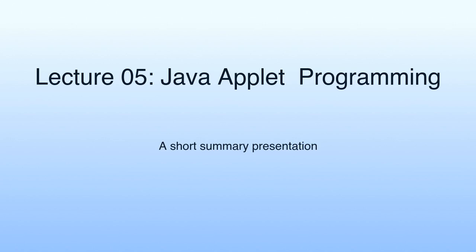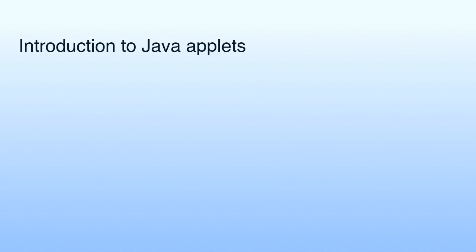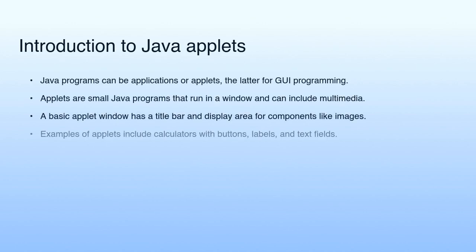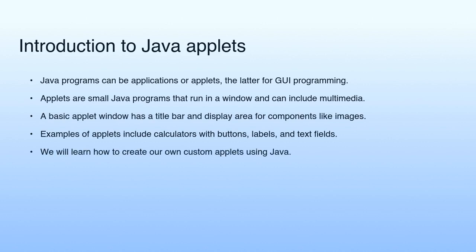Lecture 5 Java Applet Programming. Java programs can be applications or applets, with applets being small programs designed for GUI programming that run in a window and can include multimedia elements like images, buttons, labels, and text fields.